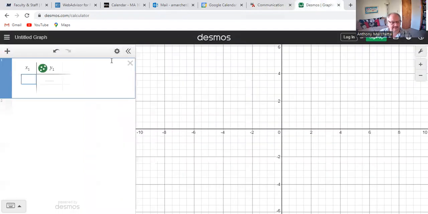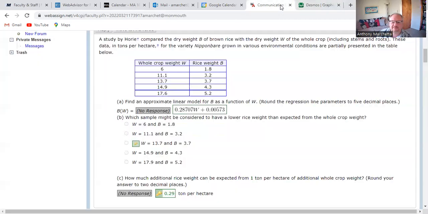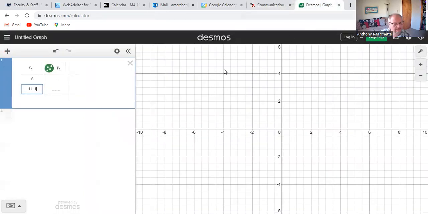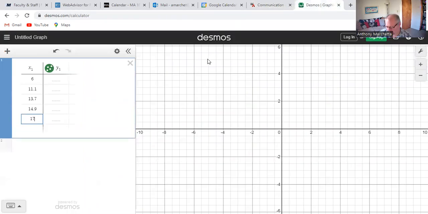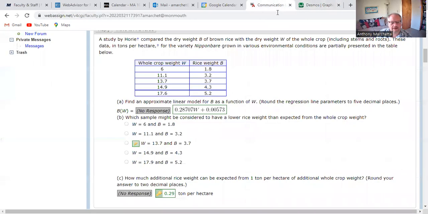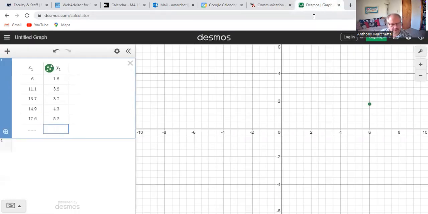The first number I see is 6. Next number I see there is 11.1. Next number I see there is 13.7. Then I have 14.9. And then you have 17.6. Now in the Y column, 1.8 and 3.2. And then 3.7 and 4.3. And then 5.2. Okay, it looks good to me.